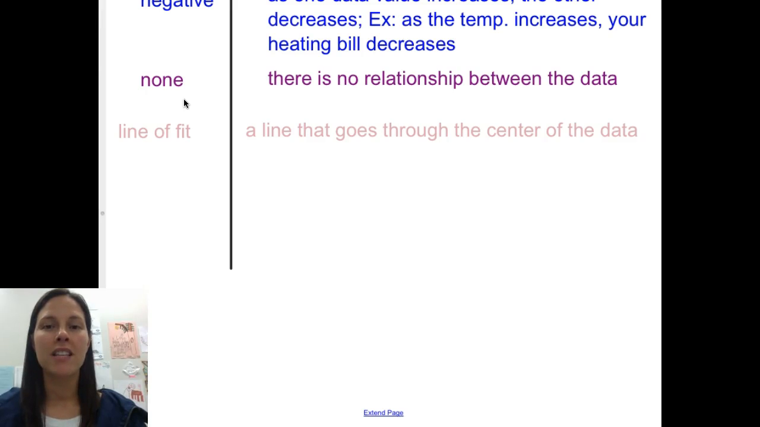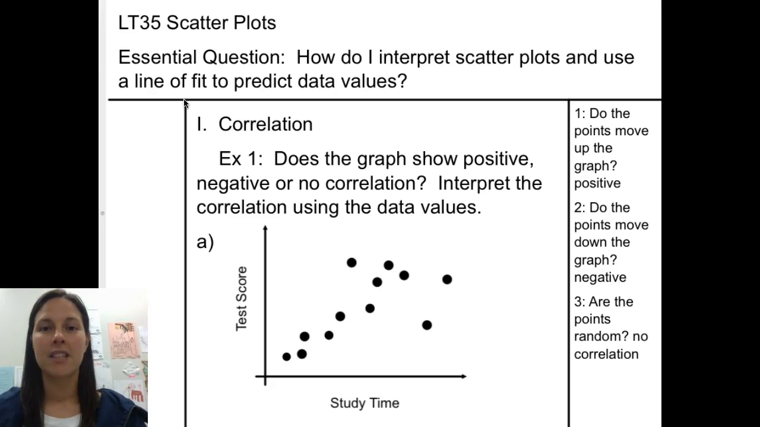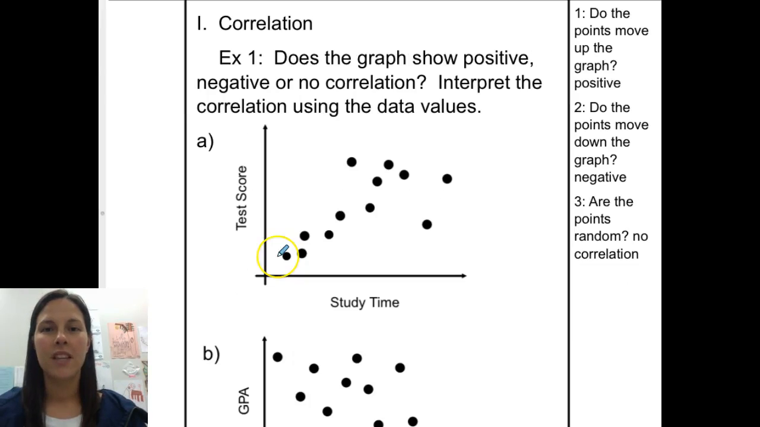Finally, scatter plots that do have correlation also have what's called a line of fit. And this is a line that, as best you can, goes through the center of the data values. The reason the line of fit is useful is because we can use it to make predictions about the data. So our essential question is, how do we interpret a scatter plot and use that line of fit to make predictions? First of all, we're going to take a look at correlation.